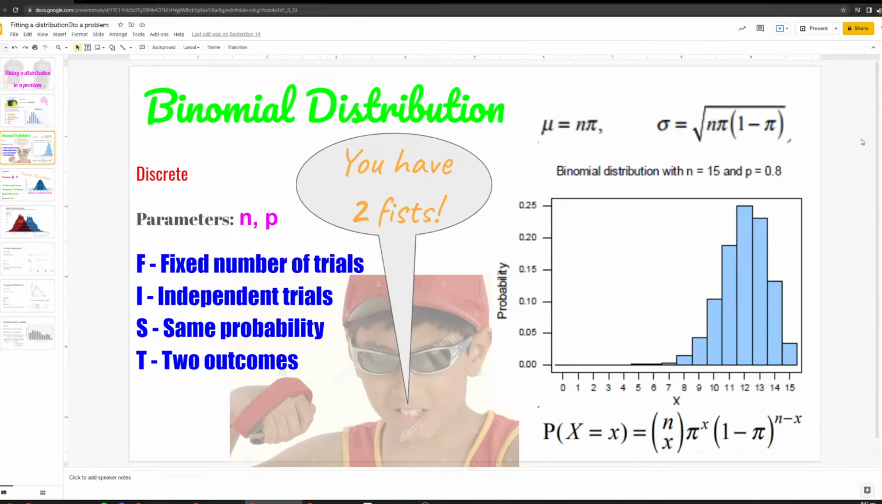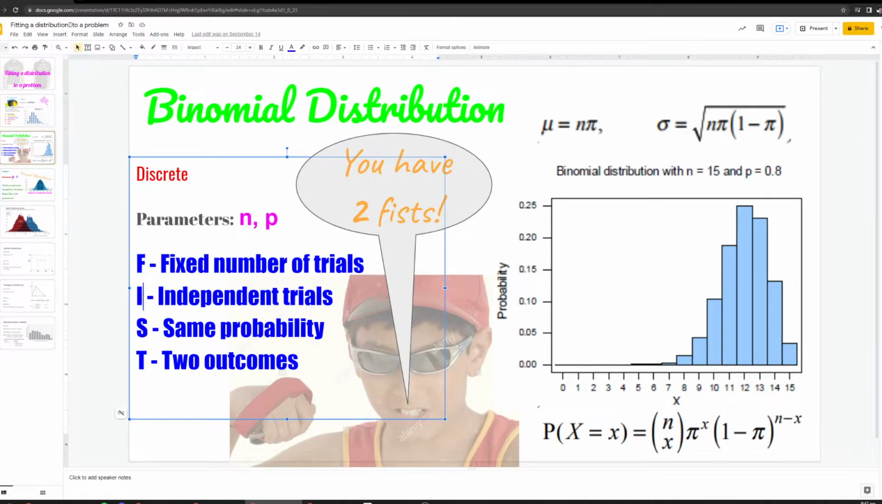Oopsies, that does not fit. Let's just stick like this. Right, I think of these, I remember fist. So I've got 2 fists. Binomial means 2, so I just remember fist. F: if there is a fixed number of trials. In our coin example, the fixed number of trials was that there were 3 coins being flipped. I: that those are independent of each other. The result of one coin is not going to affect the flip of the next coin at all. They are independent of each other.